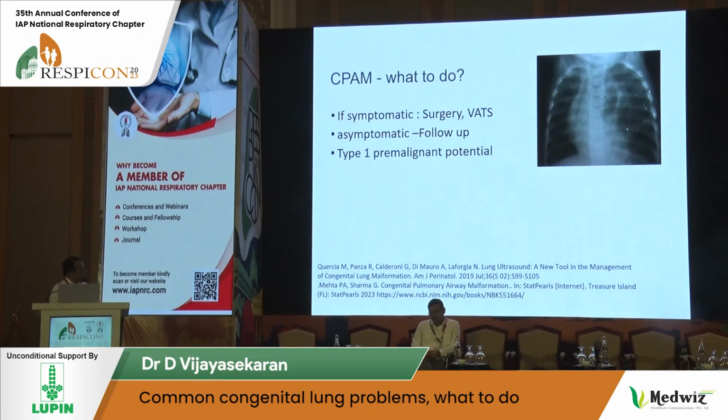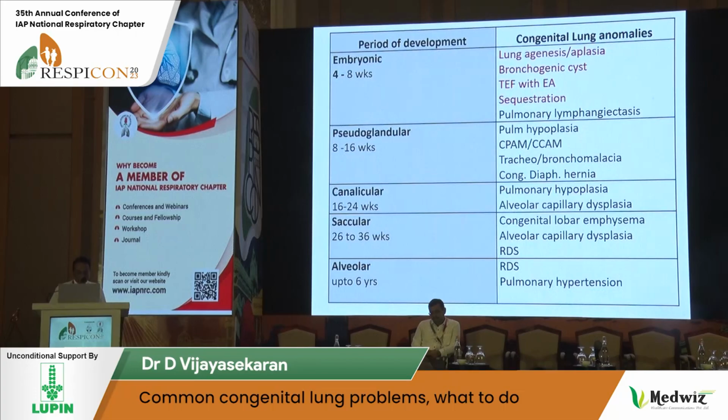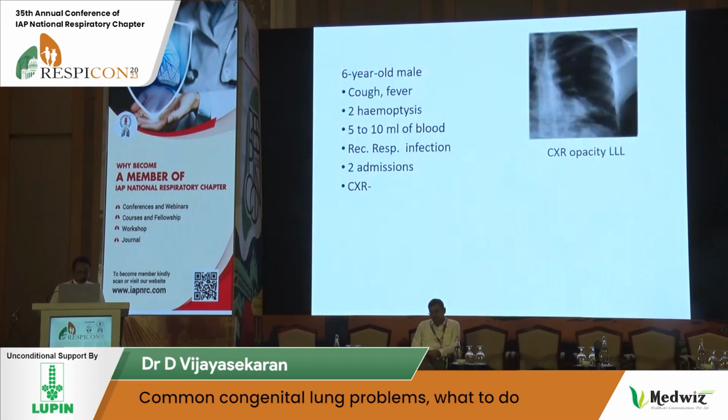Then, what to do for CPAM? If symptomatic from infancy, you go for surgery straight away, either a plain surgery or VATS. Or if it is a type 1, it has a pre-malignant potential, and it also has to be removed. But other types are sometimes followed up as a team. At one point, you can do it. And these are all the congenital lung malformations, I don't want to discuss more.